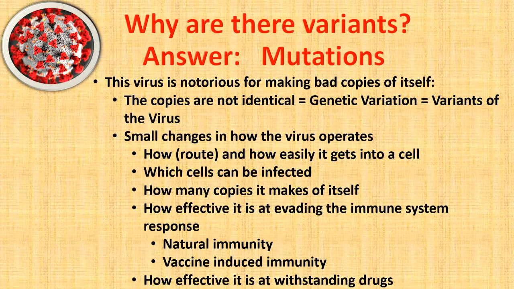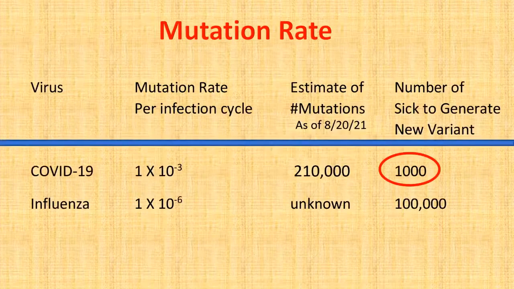And that means that how it gets into the cell, which cells it gets into, how easily it does it, which cells can be affected, how many copies it can make of itself. For instance, the Delta variant makes 1,250 times as many copies of itself as did the original COVID strain. How effective it is at evading the immune system response, and that includes both natural immunity and vaccine immunity, and also how effective it is at withstanding the drugs that are used to treat it. So that's where the variations come from.